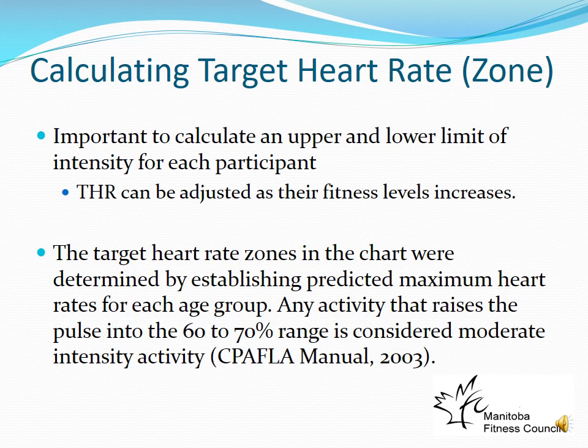I could then further divide those numbers by 6 to get a 10-second count. So if the individual doesn't have a heart rate monitor, I would take 120, which is 60% of their max heart rate, and I would come up with 20 beats in 10 seconds, because that's a quick way that they could check their pulse.